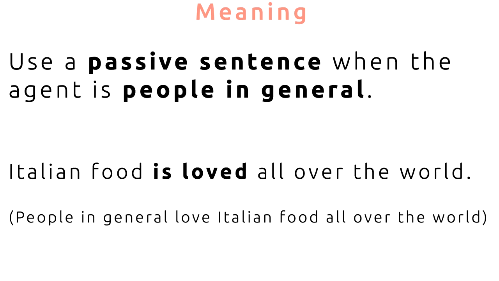We can also use a passive sentence when the agent is people in general. So the example says, Italian food is loved all over the world. This simply means people in general love Italian food all over the world. The agent, people in general, doesn't need to be mentioned.